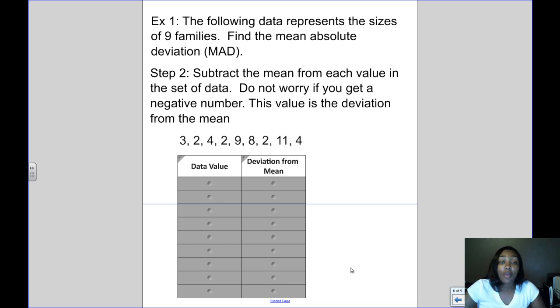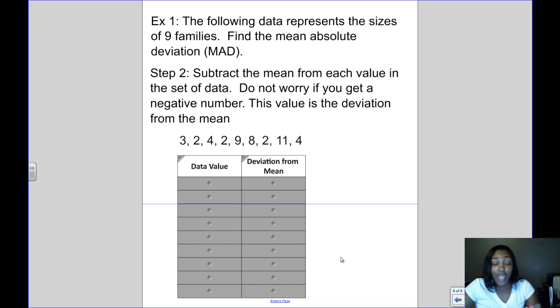So now that we have found the mean, we're going to go on to step 2. Step 2 says that we subtract the mean from each value in the set of data. And remember, don't worry if you get a negative number. This value is the deviation from the mean. So the mean is that fixed point that we talked about at the beginning of the video.